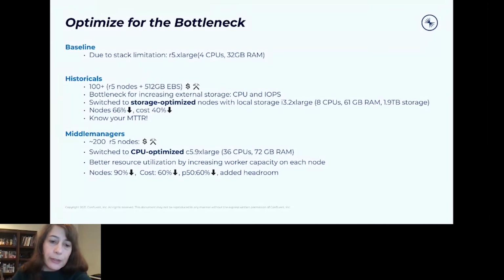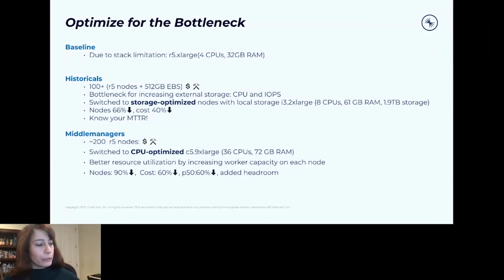First, we tried to increase the size of the external storage to lower the number of nodes. But we observed that the bottleneck here was IOPS and CPU. So we switched to storage optimized nodes with local storage. We chose I2X large nodes, which have big local storage. So we tripled the size of the data on each node, and that reduced the number of nodes by 2/3 and the overall cost by 40%.